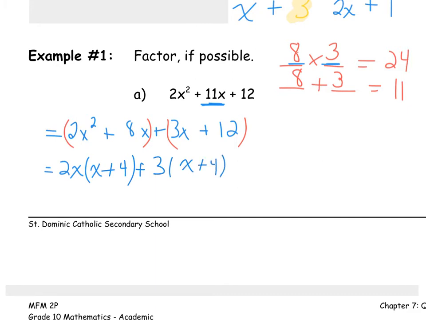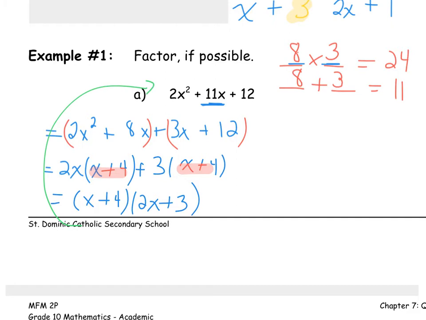At this stage, I can see that my brackets are the same, which is a good indication that I've done things properly. So let's pull out that x plus 4. And then my remainder is 2x plus 3. Okay, so that is my decomposition method, and I can always FOIL it to see if I end up with what I started with. Okay, let's try method number 2.